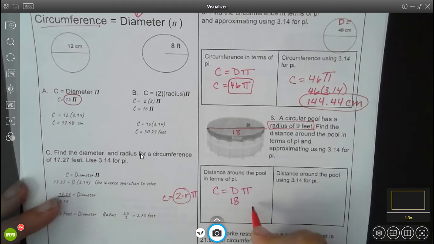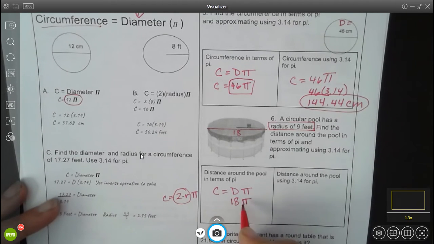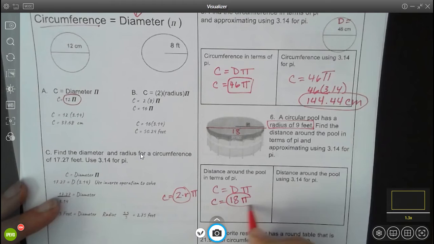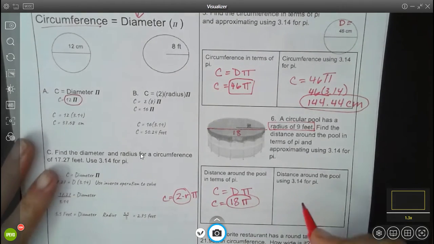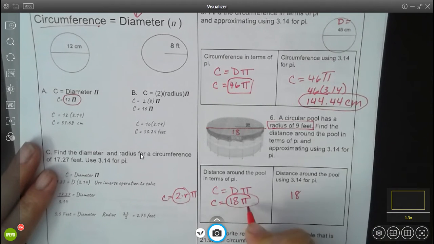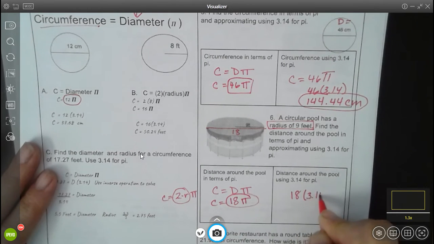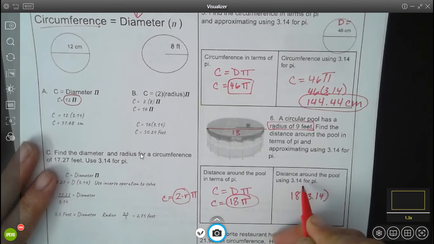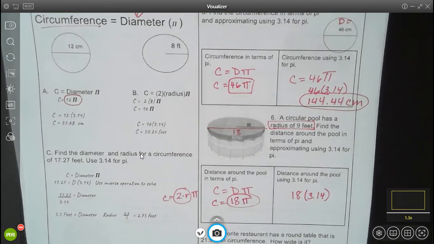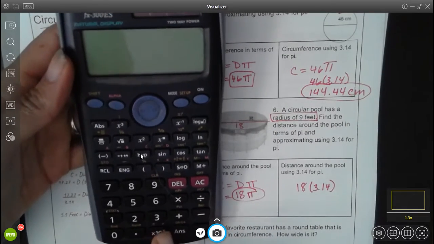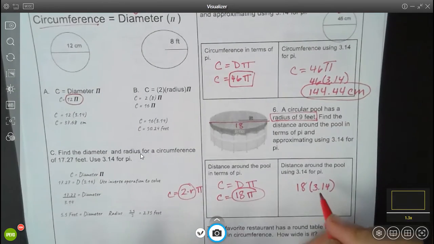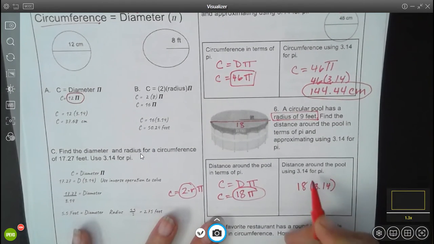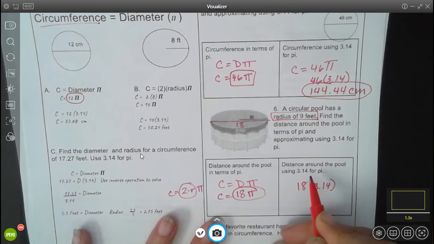And the distance around in terms of pi would be 18 pi. This would be my answer. That's the exact answer. But most of the time we just want an estimation. So we would take that pi and we would plug in the estimation of 3.14. Again, don't use the pi button on your calculator. If you use the pi button, it's right here on my calculator, it's the shift feature. It's not going to work. You're going to have too exact of an answer. So if it says use 3.14, use 3.14. If it says use 3.14159, use that.